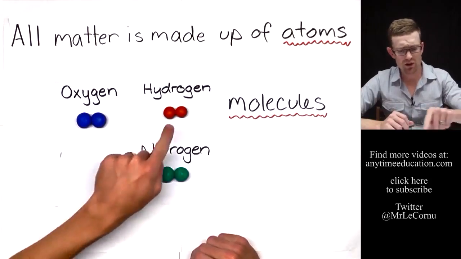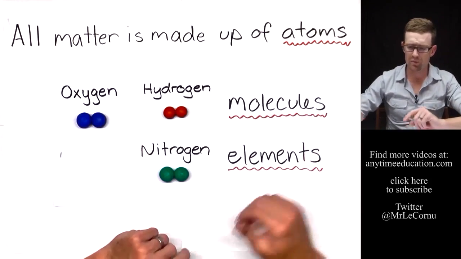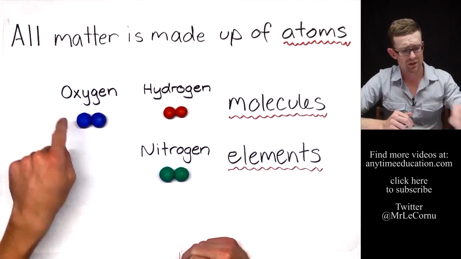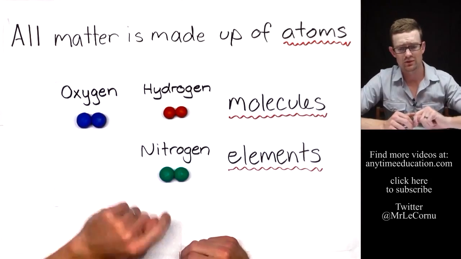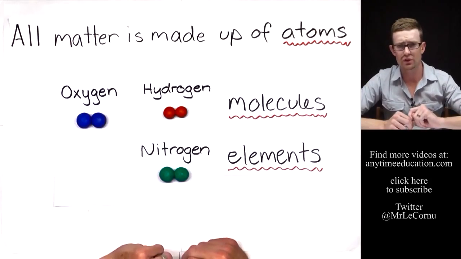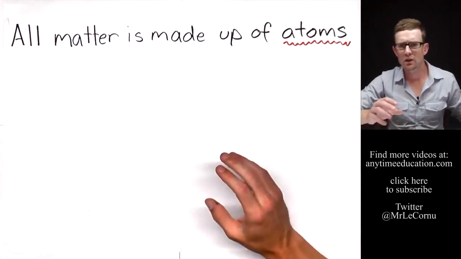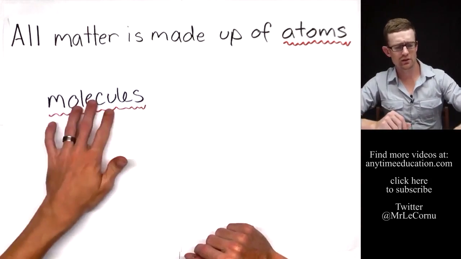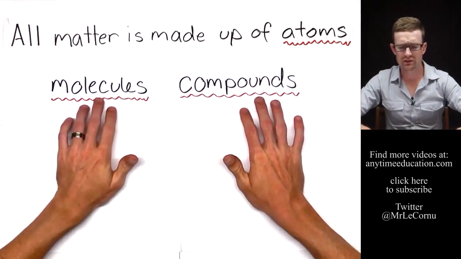Now, we call this type of molecule elements. We call them elements because they are made up of one type of atom. The oxygen molecule is made up of only oxygen atoms. Same with the hydrogen molecule and same with the nitrogen molecule. So these molecules we call elements. When different atoms chemically combine, we call those molecules compounds.